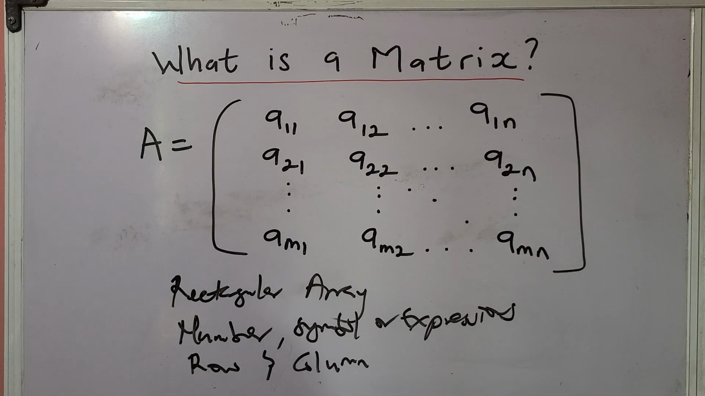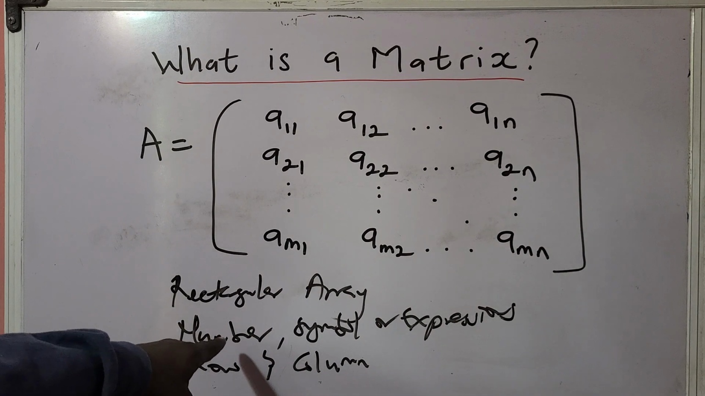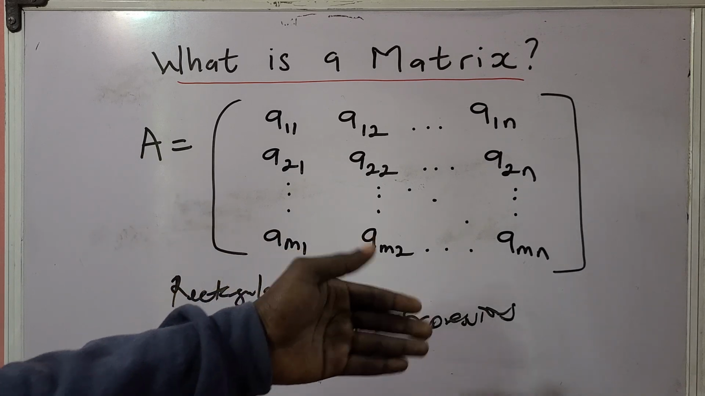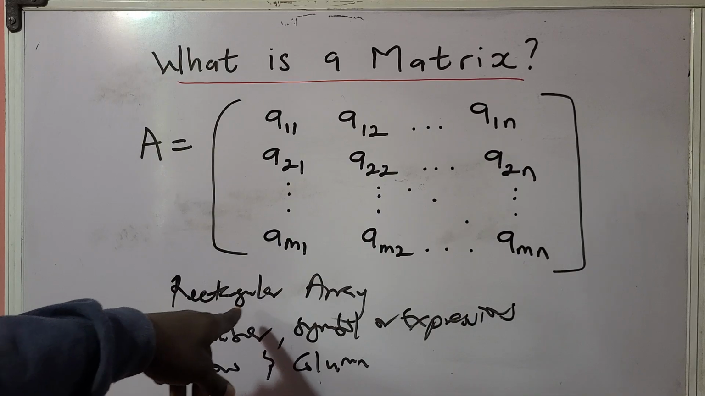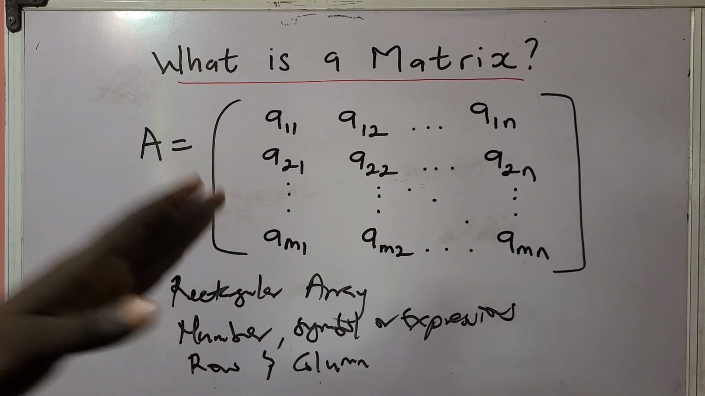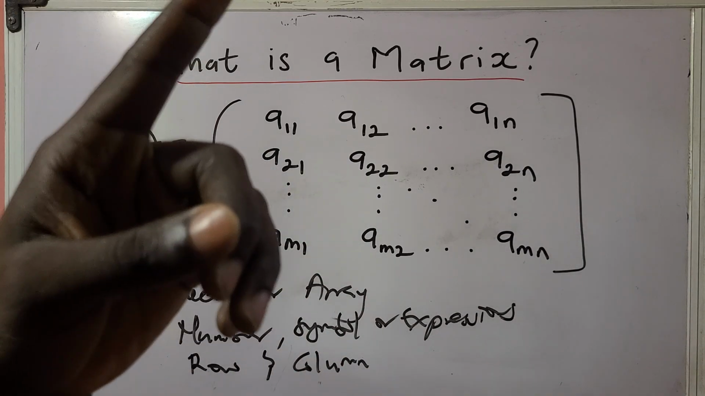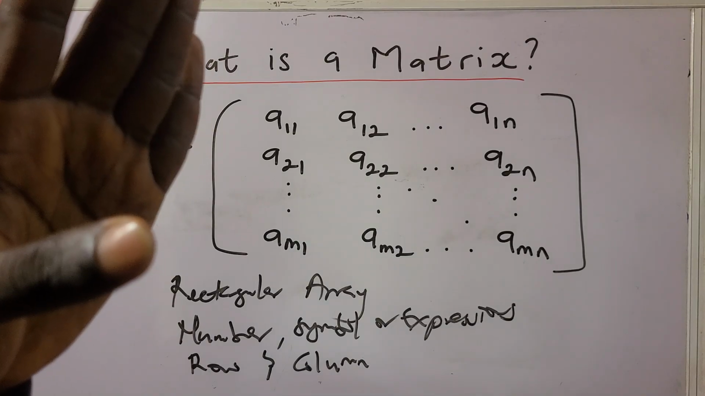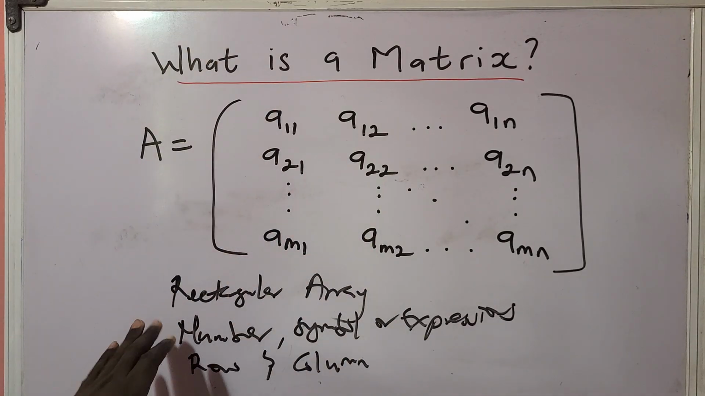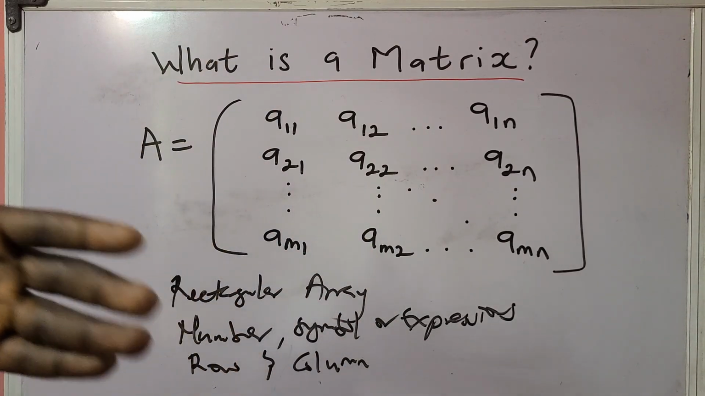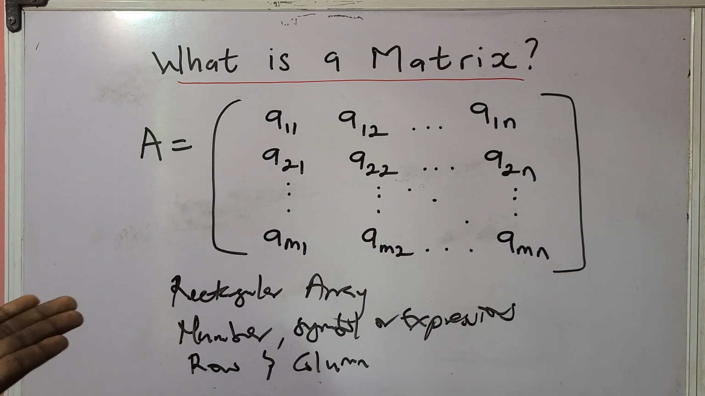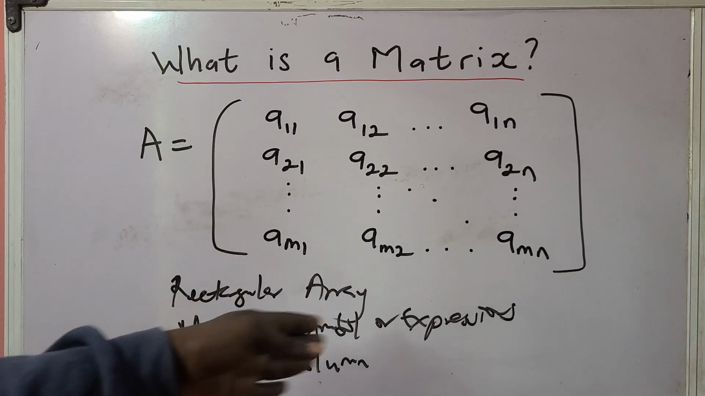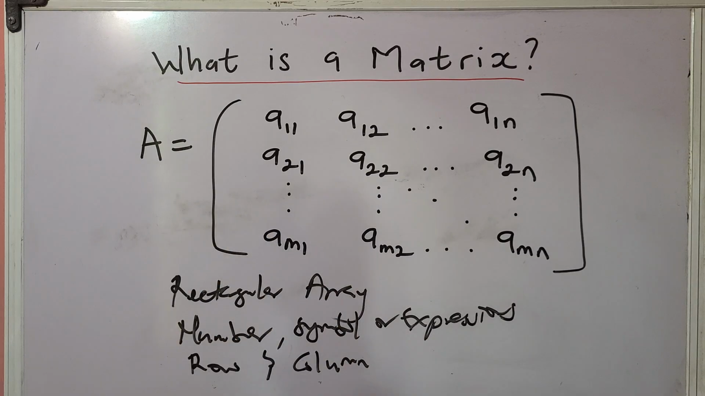So a matrix often contains either a number, a symbol, or an expression, and it's always going to form a rectangular array. Also, a matrix always has two sections, the rows and the columns. So we define a matrix as a rectangular array consisting of numbers or symbols or expressions arranged in rows and columns.